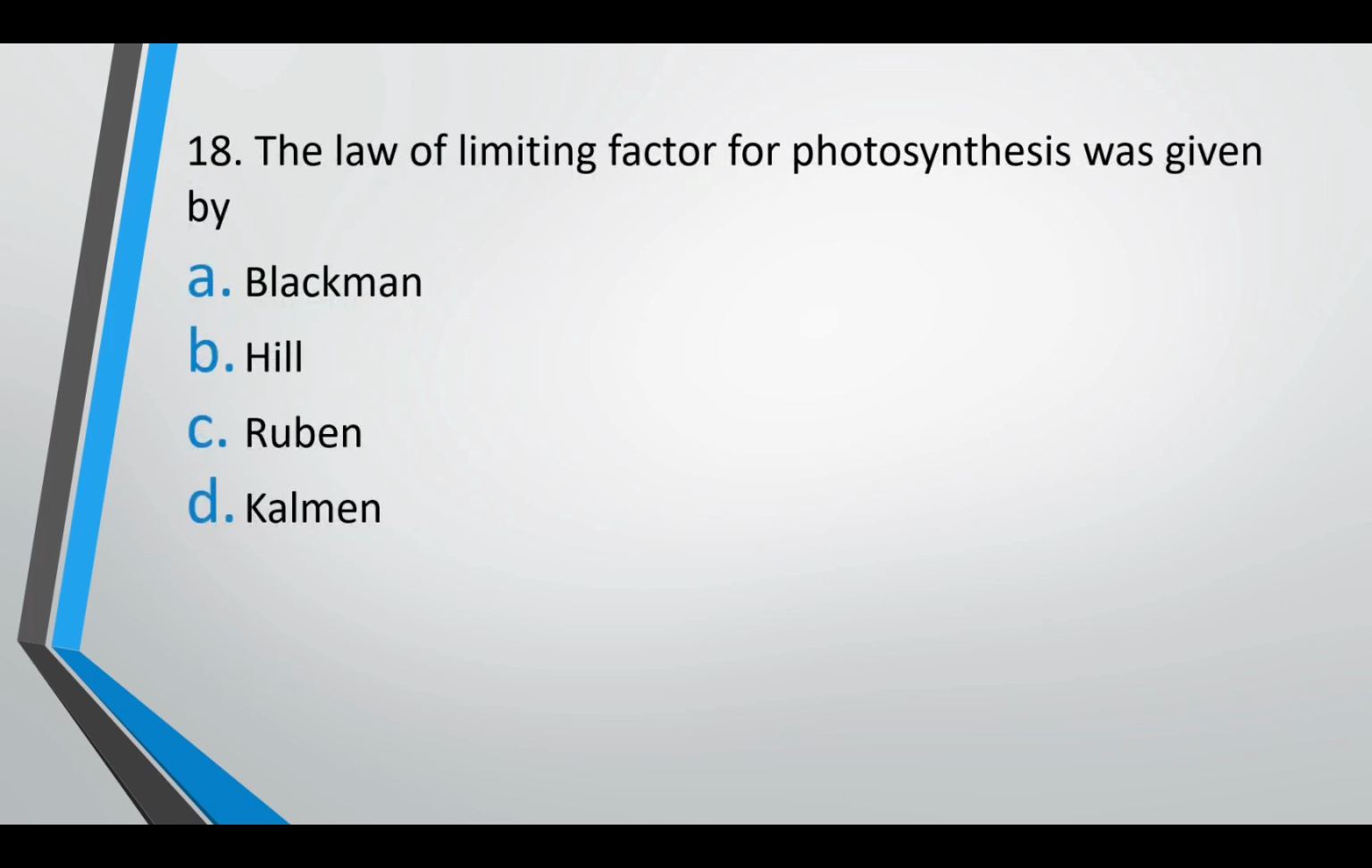The law of limiting factor of photosynthesis was given by option A, Blackman, option B, Hill, option C, Rubin, option D, Calvin. The law of limiting factors for photosynthesis was given by. The correct answer is option A, Blackman.